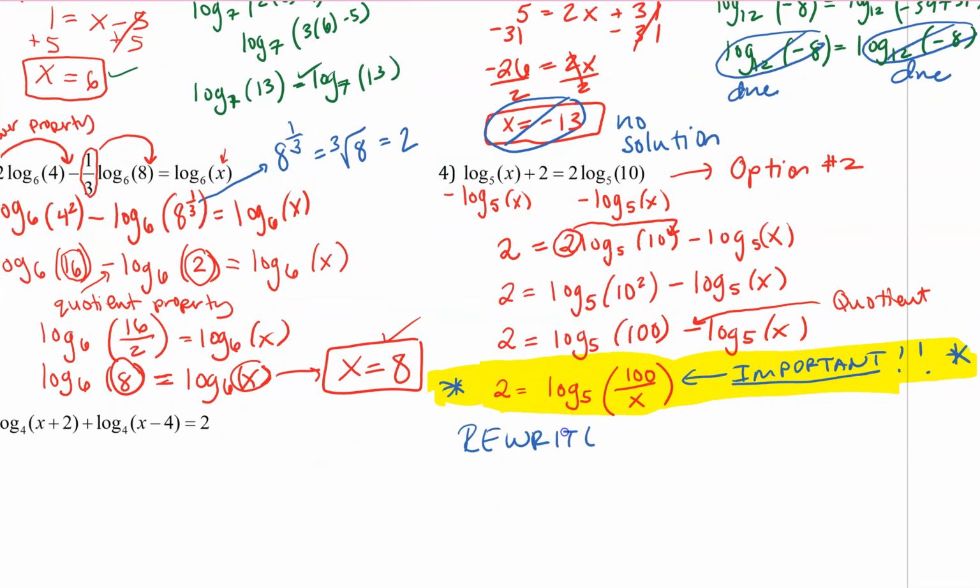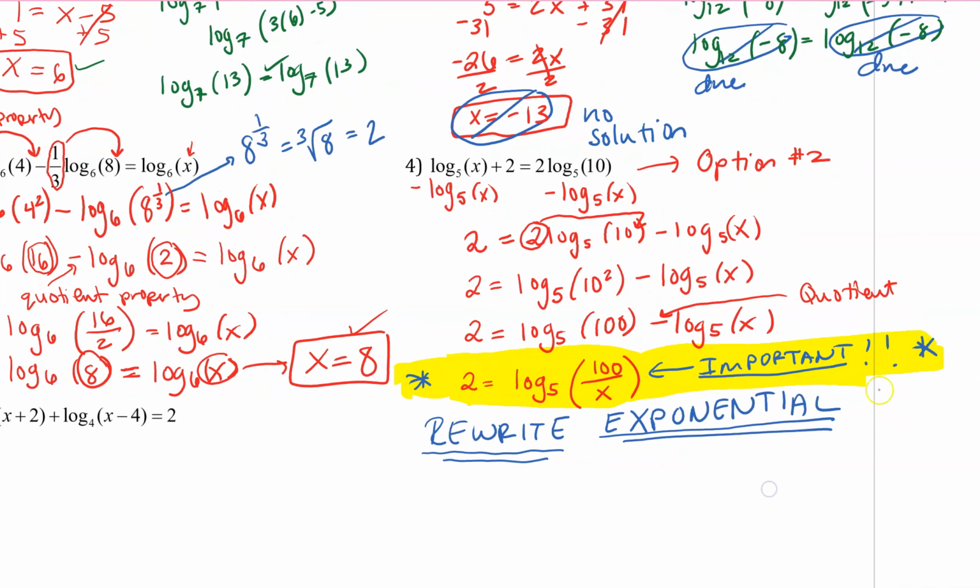into exponential form. So I want you to say that out loud or mentally say it in your mind, wherever you're at right now. I want you to say you're going to rewrite this expression into exponential form. This seems to be the hardest thing for students to remember.